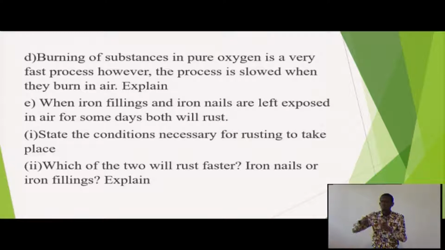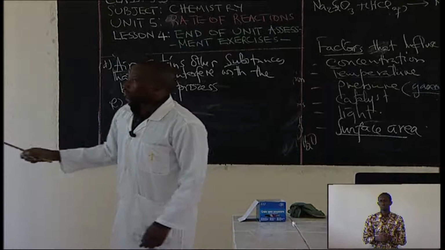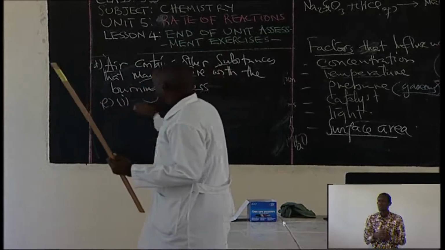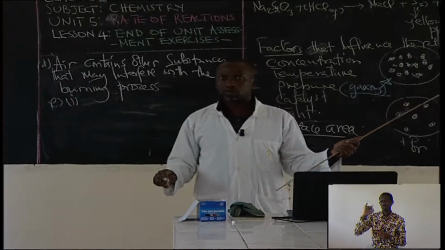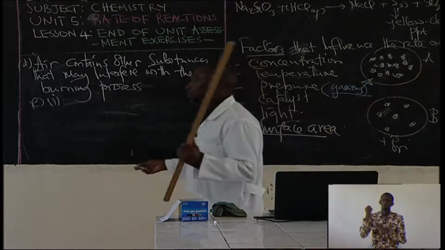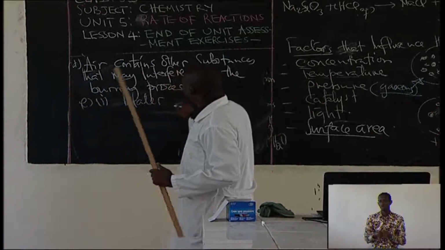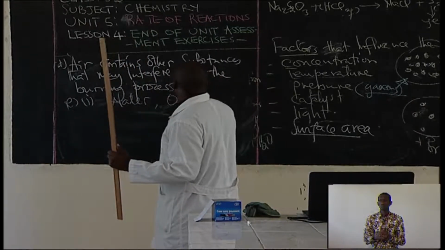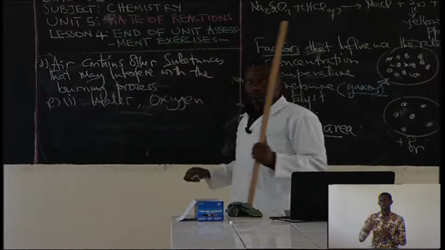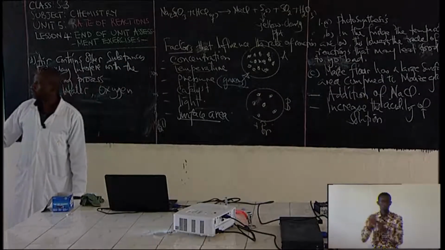This was part D, and then we have A, which is: state the conditions necessary for rusting. I think even primary 4-5 pupils can state the conditions for rusting. So we have water. There must be presence of water, and there must be oxygen. This water and oxygen are the most necessary conditions for rusting.